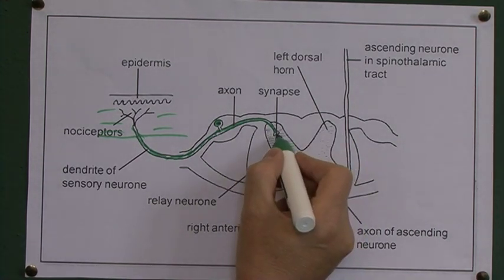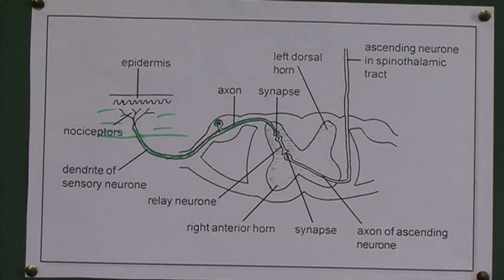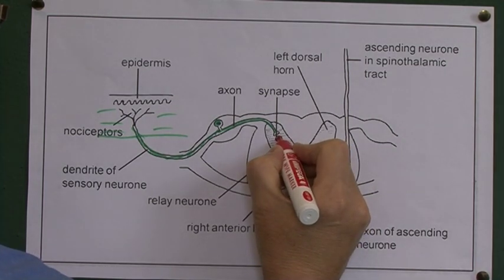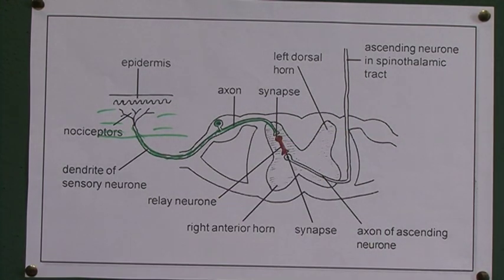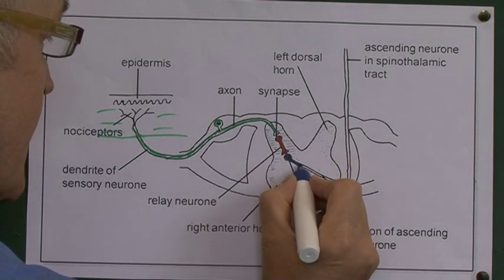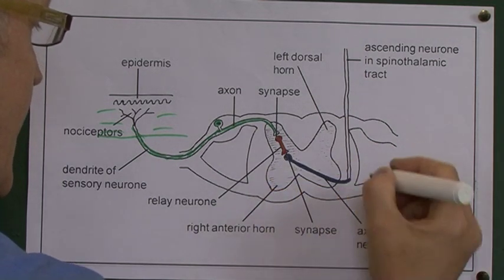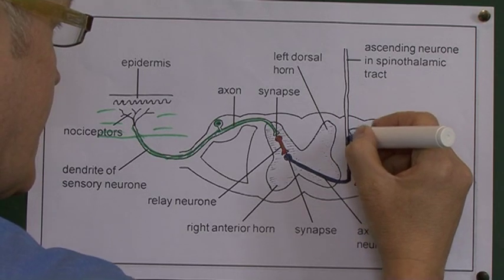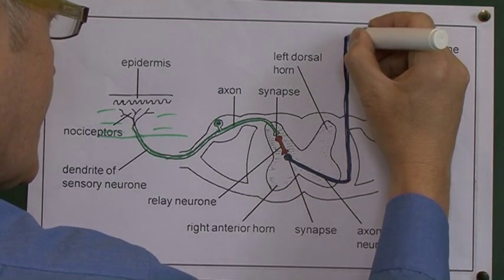There's then a synapse here, and there's another neuron just here, a relay neuron, very short one in this case, and that is connecting to another neuron here which decussates, which goes across and then goes up towards the brain in the spinothalamic tract.